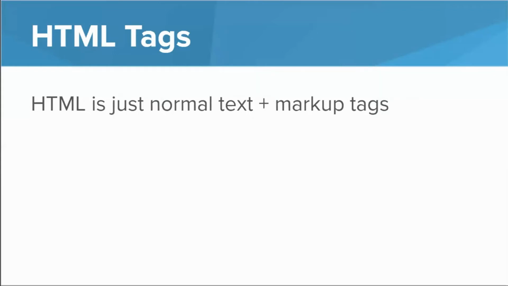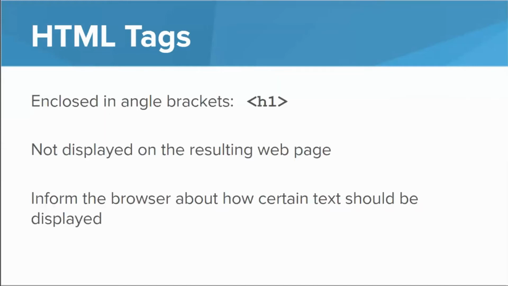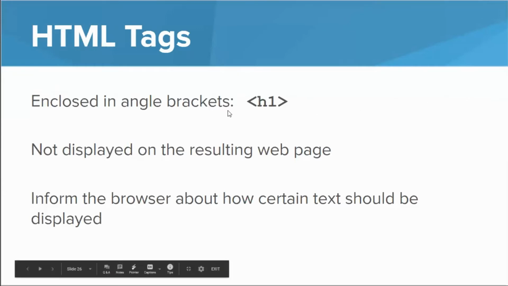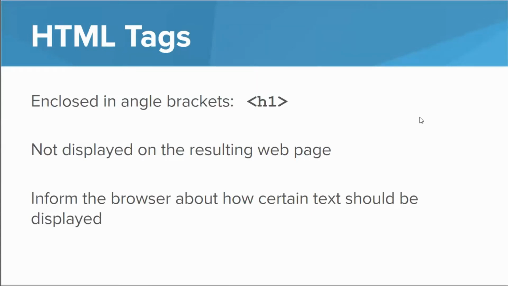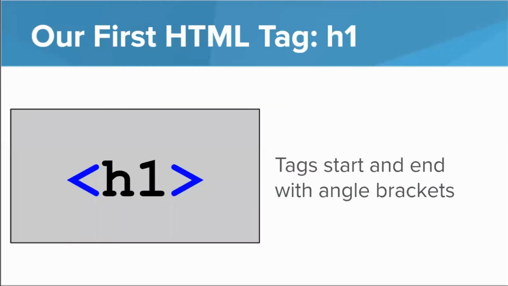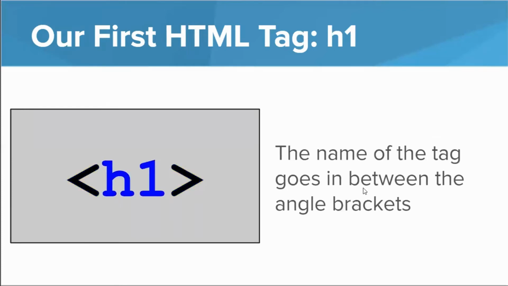HTML is just normal text plus markup tags, enclosed in angle brackets, like headline 1 here, and this is the angle bracket. Tags are not displayed on the resulting web page. They inform the browser about how certain text should be displayed. Our first HTML tag, H1, starts and ends with angle brackets. The name of the tag goes in between the angle brackets.